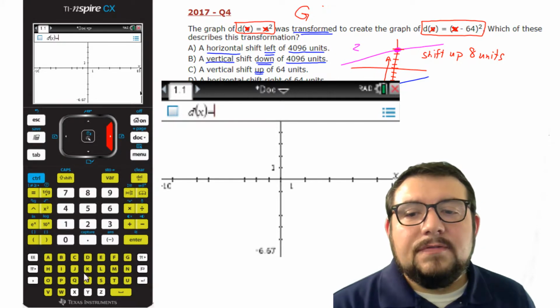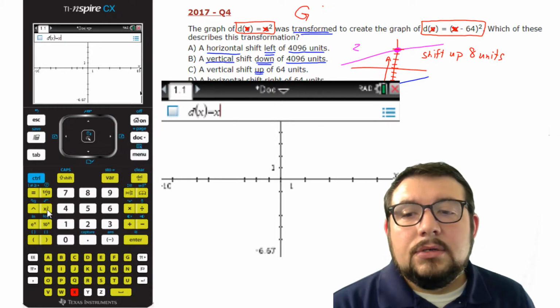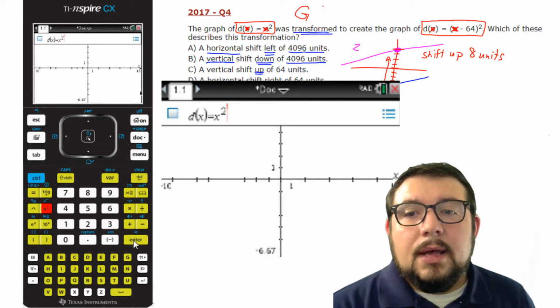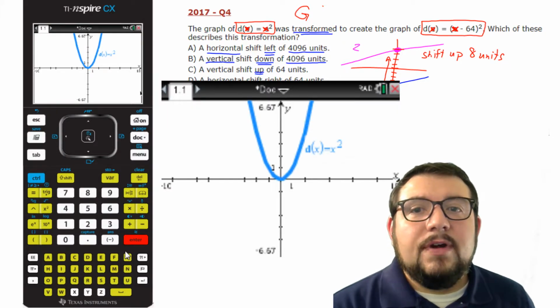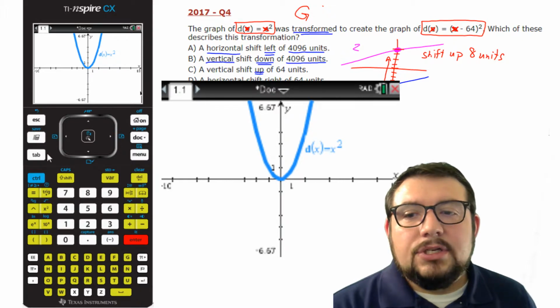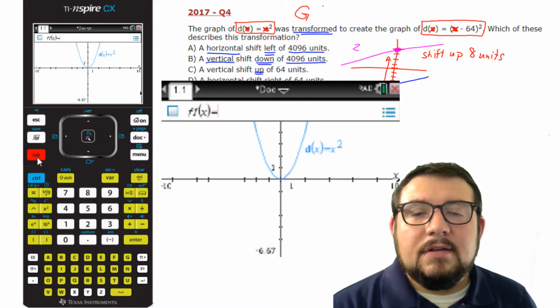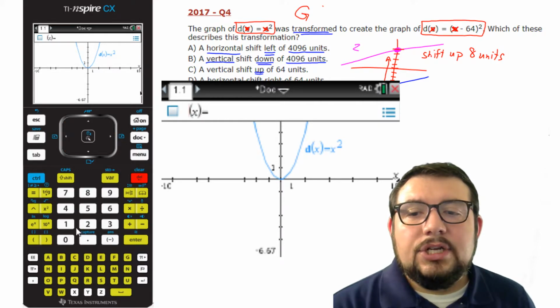And we're going to graph the first function, X squared. Okay, and we press Enter, and there's my first graph. Okay, now I'm going to graph the second function. So I press Tab to graph a second function. I go back. I change that F1 to the letter D. And now I'm going to change this to say parentheses x minus 64 parentheses squared.